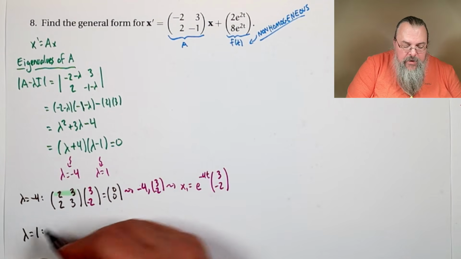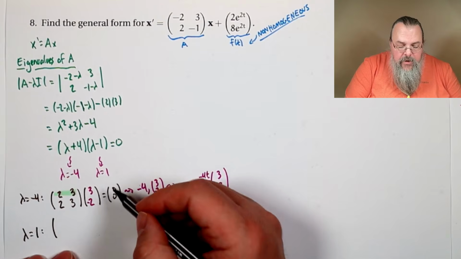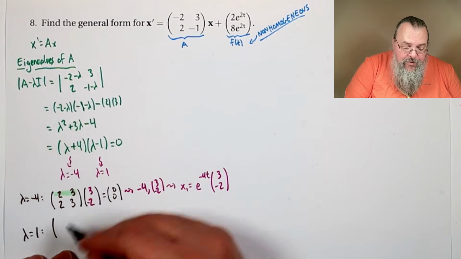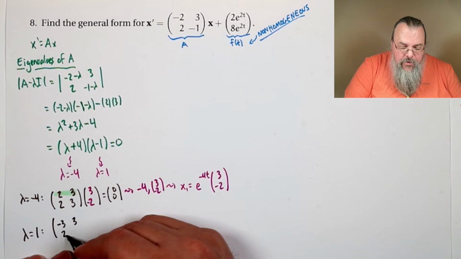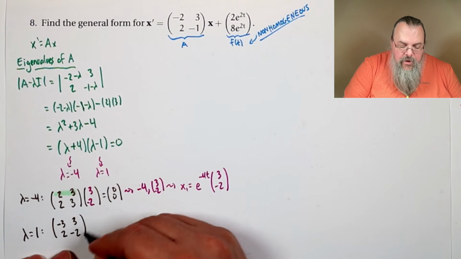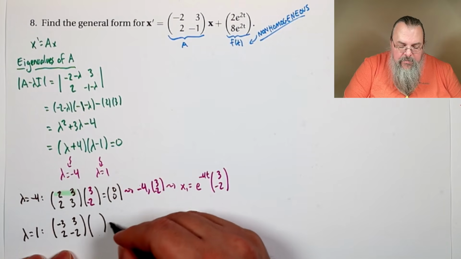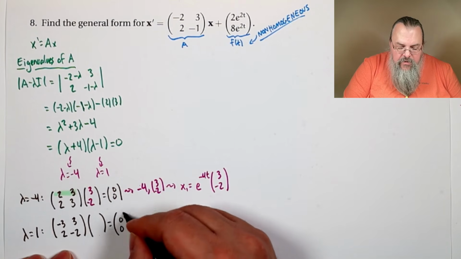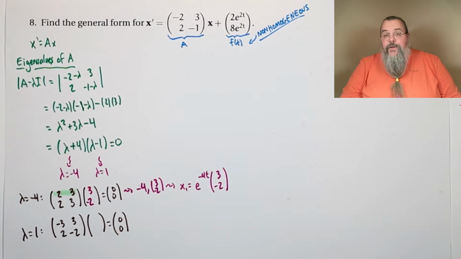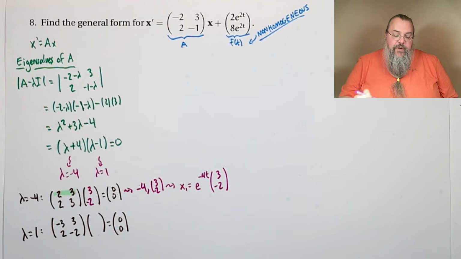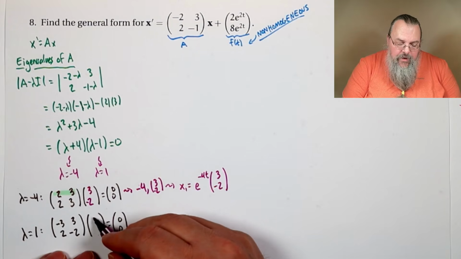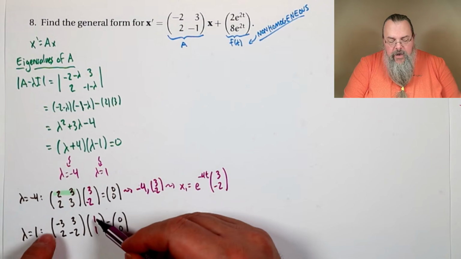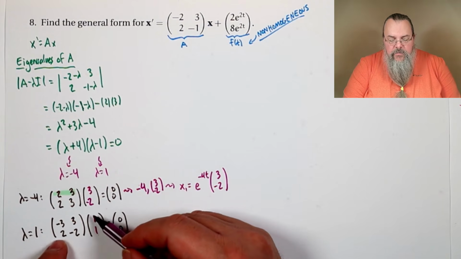Lambda equals 1. Okay, so subtract 1. Minus 2 minus 1, minus 3. 3, 2 minus 1 subtract 1, minus 2. All right. Times something needs to give us 0, 0. Well, do you see anything that works? You can pick a row, but if you can see something even nicer, I see something pretty nice. 1, 1. Right? Minus 3 plus 3 is 0. 2 minus 2 is 0.